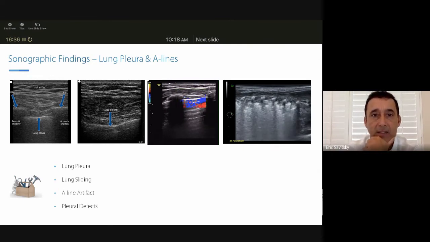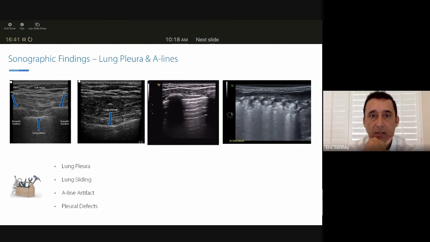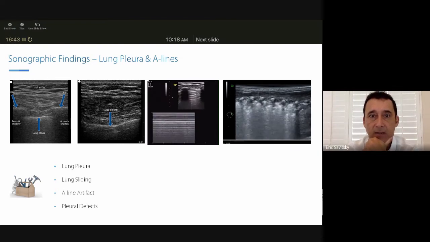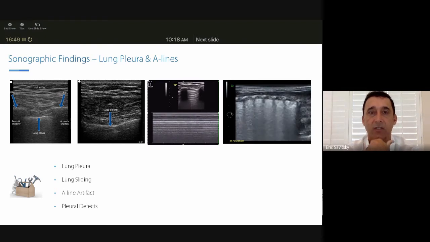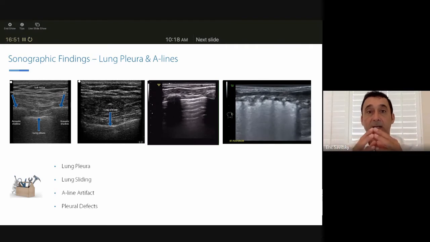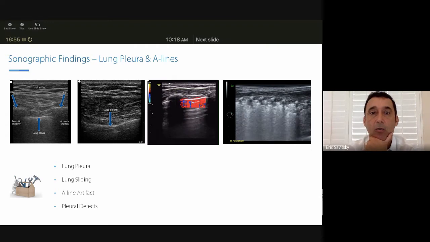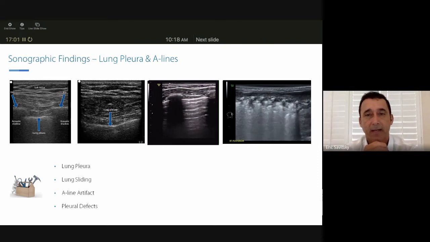There's A-lines. And what A-lines are, you can see these A-line artifacts. These are reverberation artifacts that are essentially the ultrasound signal hitting the pleura, bouncing up to the ultrasound transducer and creating that reverberation effect where you have equally spaced hyperechoic lines that are equidistant below the pleural line. Those are normal, seen in normal patients, and do not indicate any pathology.